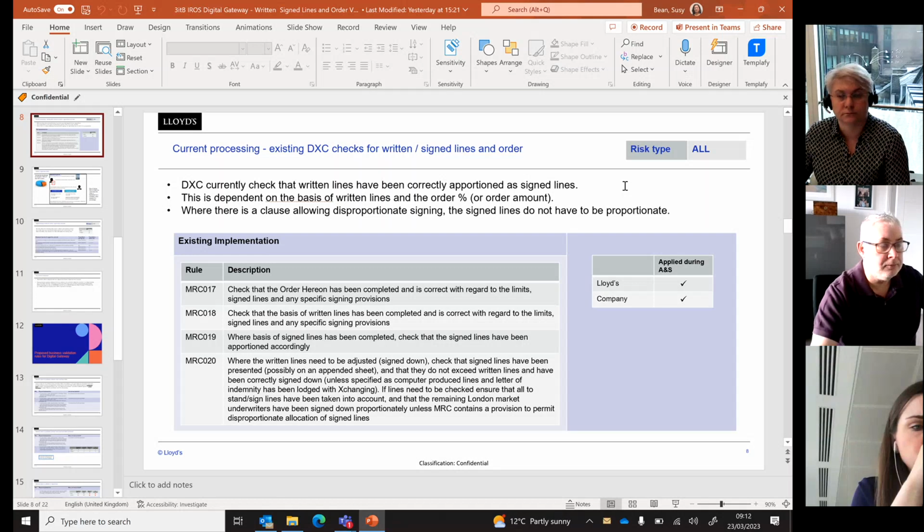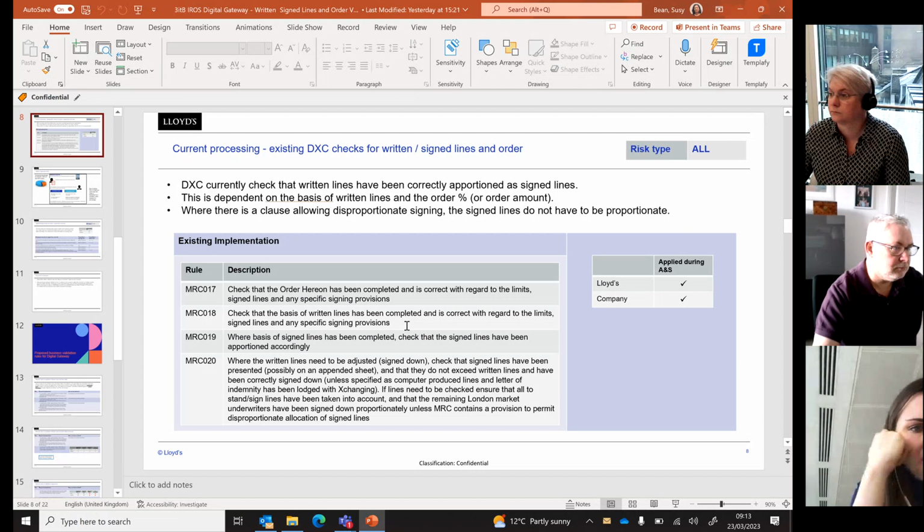These rules apply to both Lloyd's and company market during accounting and settlement. Basically, just at a high level, MRC 17 and 18 kind of go together, because one is about the order hereon, making sure it's been completed and it's correct with regards to the limit and signed lines. And then the second one is around the written lines and whether it's correct with regards to the limits and the signed lines.